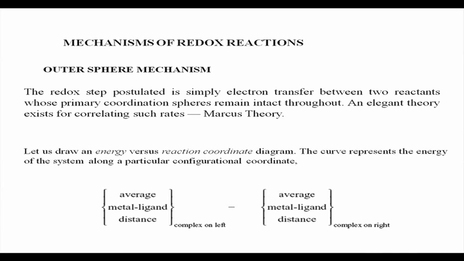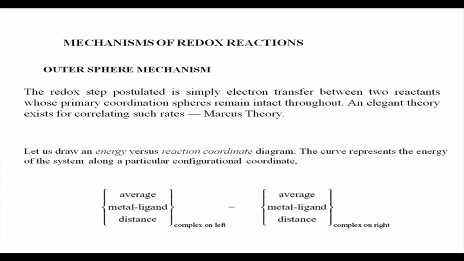The redox state postulated is simply the electron transfer between two reactants whose primary coordination sphere remains intact throughout. An elegant theory based on this correlation is the Marcus theory. So the primary coordination sphere is not affected, only the outer part is affected. So it is your outer sphere mechanism.